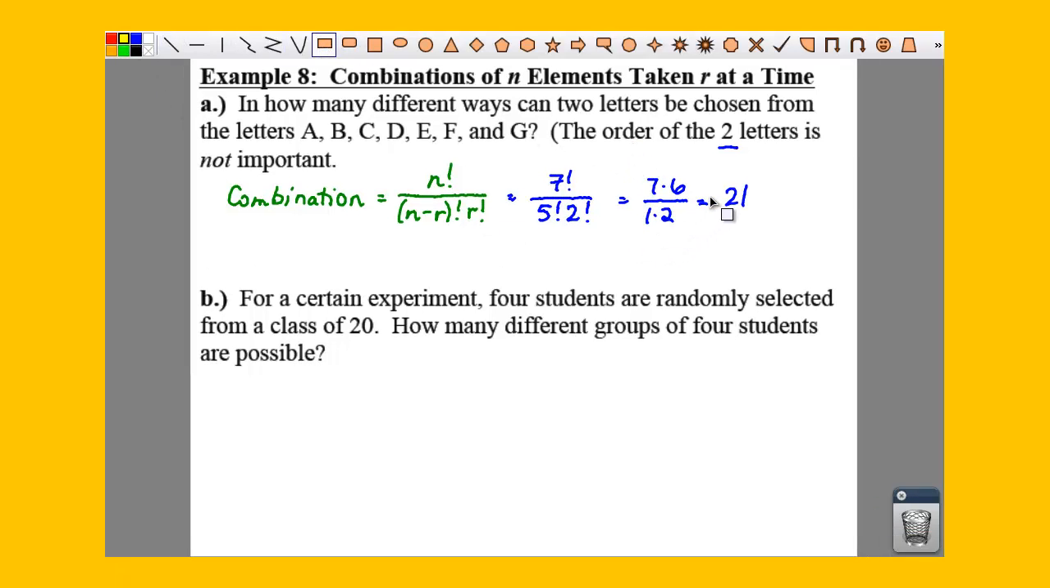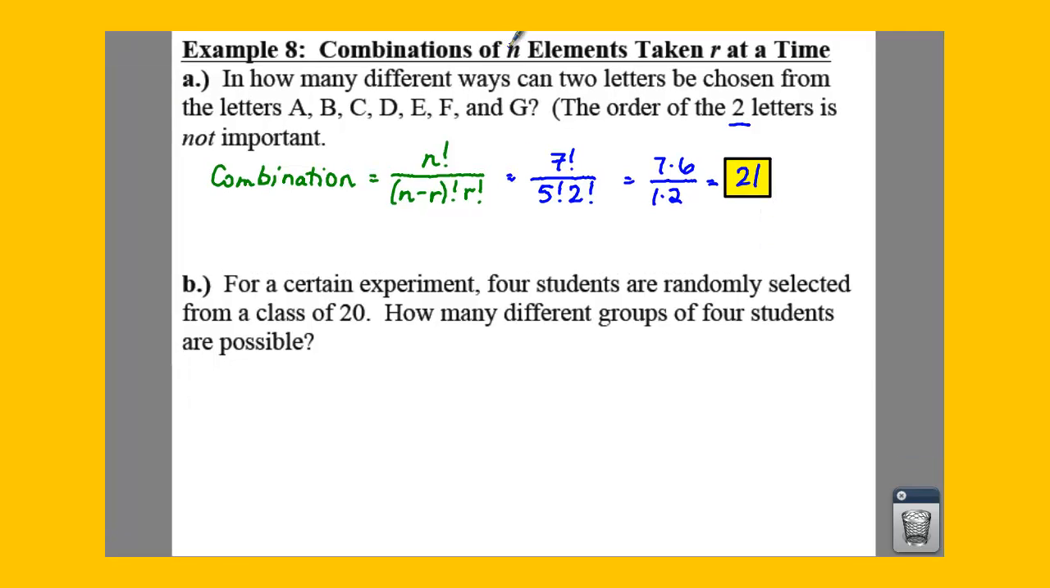So let's look at letter B. For letter B, it says we have a certain experiment where 4 students are randomly selected from a class of 20. How many different groups of 4 students are possible? This is where it doesn't say anything about the order being important or whether they're distinguishable. This is a combination again.